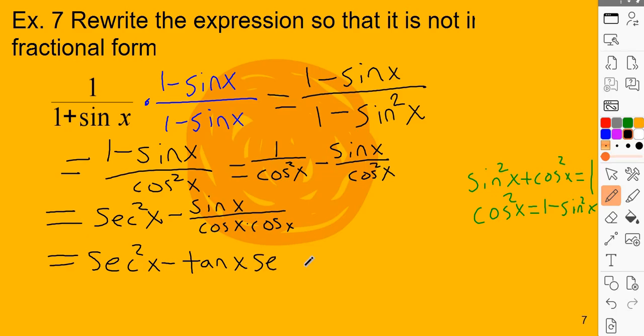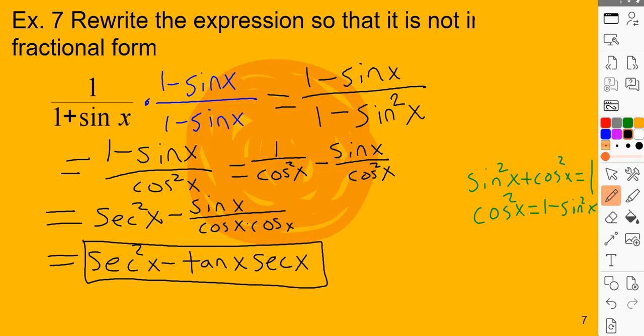And what is 1 divided by cosine? Secant. Do I have any more fractions? No, and that was all my directions said to do this time, is to get rid of the fraction. So that's my answer. Wait, what did you get? Here, if it's helpful, I can write it out like this. Secant squared of x minus sine of x over cosine of x times 1 over cosine of x. So basically, I broke this apart into two things, right? So my sine over cosine turned into my tangent, and my 1 over cosine turned into my secant.